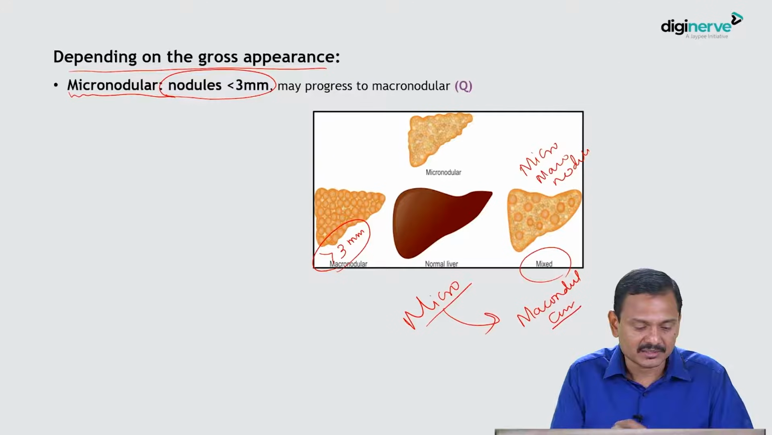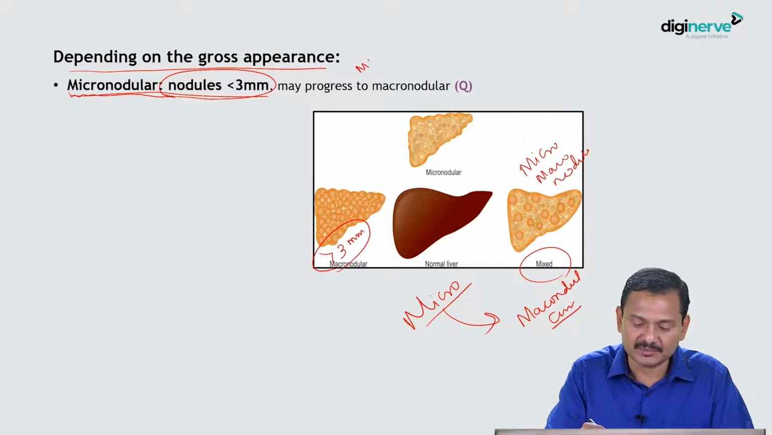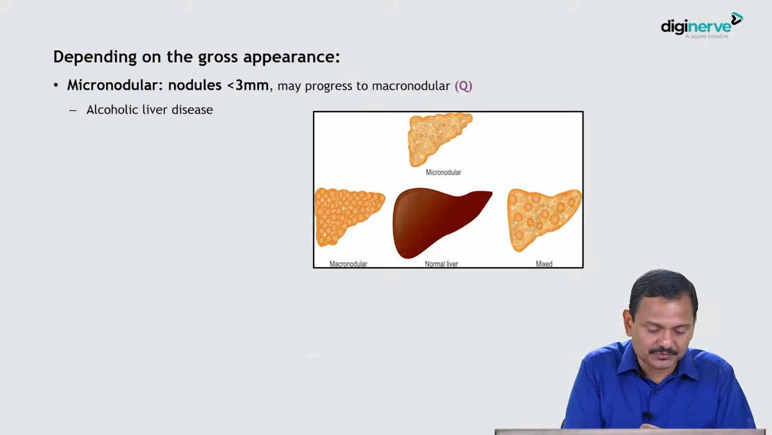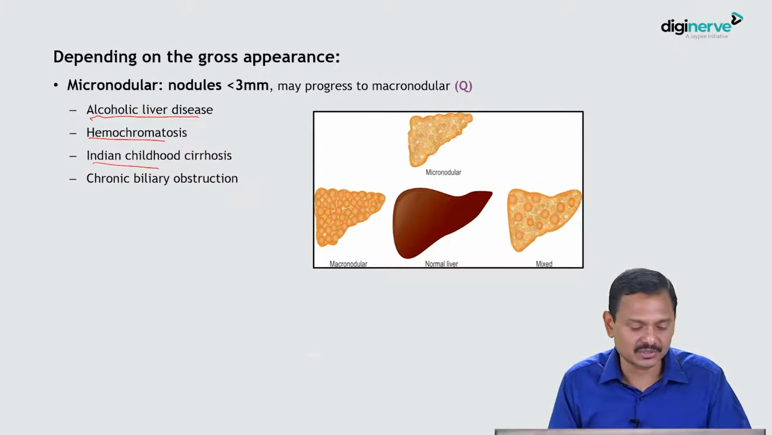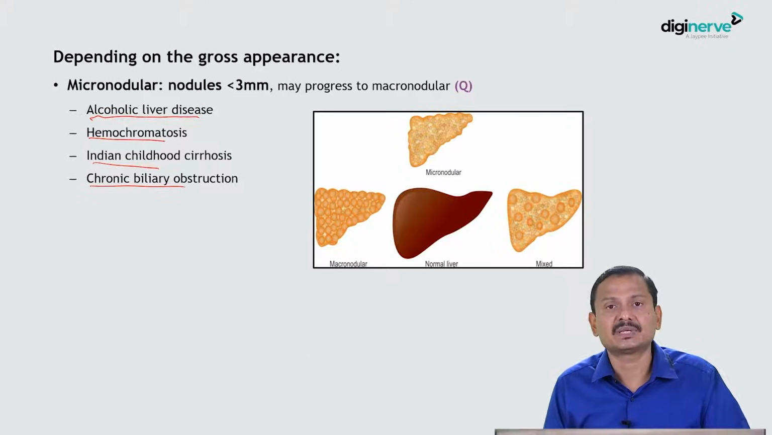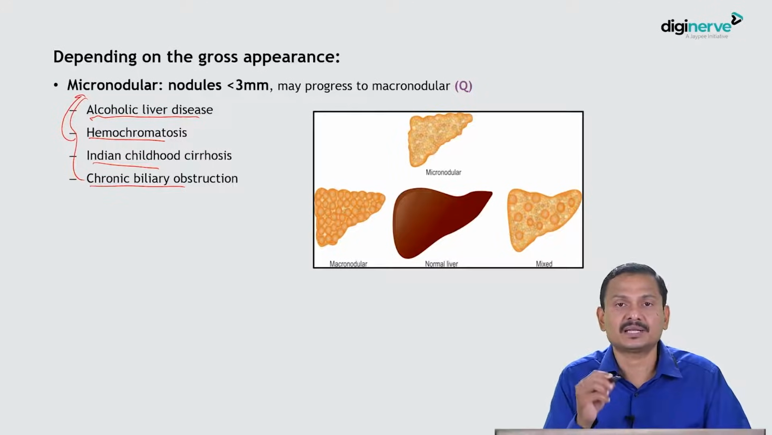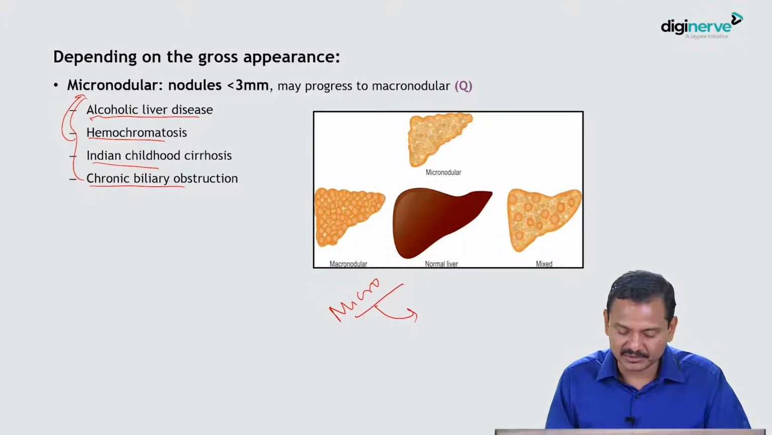Okay, so what are the causes of micronodular cirrhosis? You have to remember, because there can be MCQ as well as Viva questions relating to micronodular and macronodular cirrhosis. So the first cause is alcoholic liver disease, second is hemochromatosis, third Indian childhood cirrhosis, and fourth chronic biliary obstruction. So these four causes predispose to micronodular, but again I would like to stress that it starts with micronodular, but many of them may progress to macronodular.